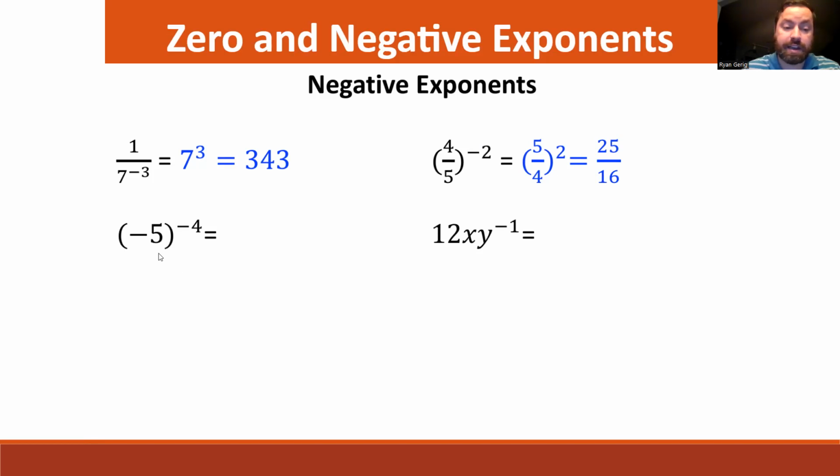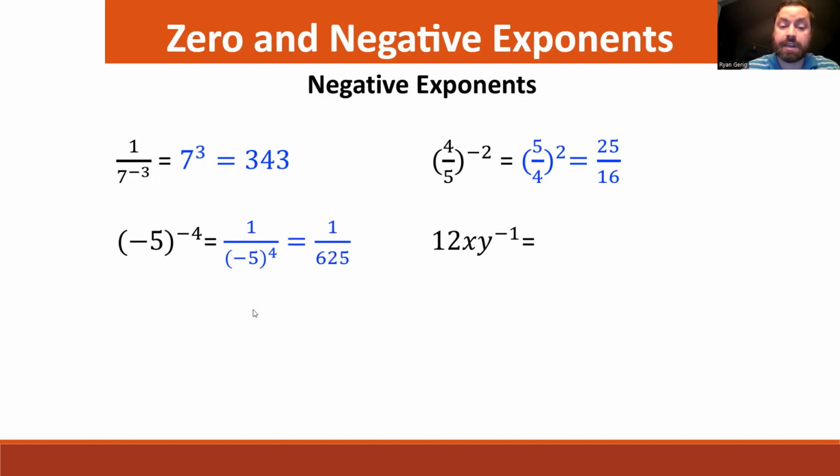Okay, -5 to the -4th. -5 is in parentheses, so that is my base. It's not happy on the top, so it wants to go to the bottom. Once it goes to the bottom, the exponent becomes positive. Notice the base doesn't change. -5 stayed -5. So -5 to the 4th power is -5 times -5 times -5 times -5, which is positive 625 on the bottom. And there's a 1 left on top.